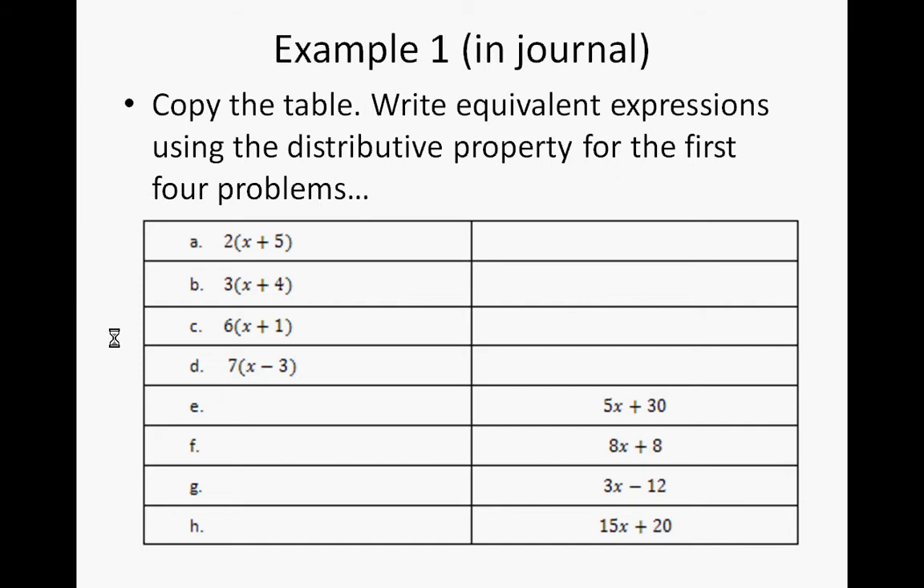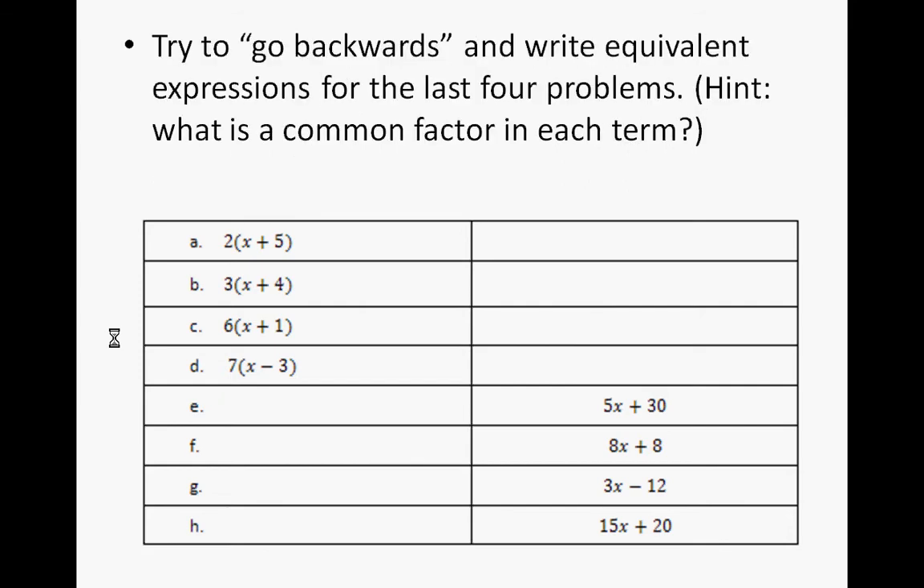Alright, you should have these copied down. So you're finding the equivalent expressions using distributive property. And then try to go backwards and write equivalent expressions for the last 4 problems. And the hint is, what is the common factor in each term? So as you look at these 2 terms, what do you notice is a common factor that can be essentially pulled out of each term?